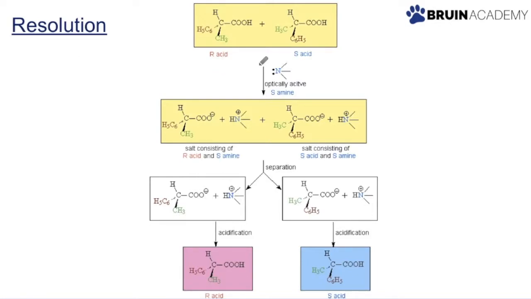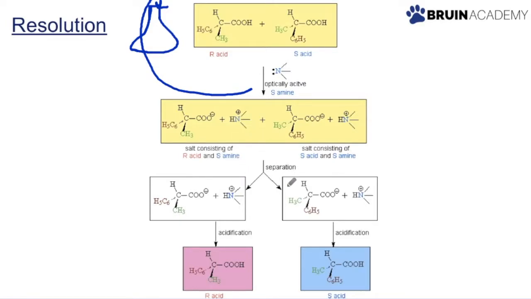So to break it down a little bit more, let's say we start with a flask, just one flask, that contains both the R and the S forms of whatever molecule we're looking at. And after that, we add S-amine into this flask. And this here is our chiral agent that we add in. And now this S-amine reacts with the different R and S components of the racemic mixture. So we have an R acid with an S-amine and the S acid with the S-amine.